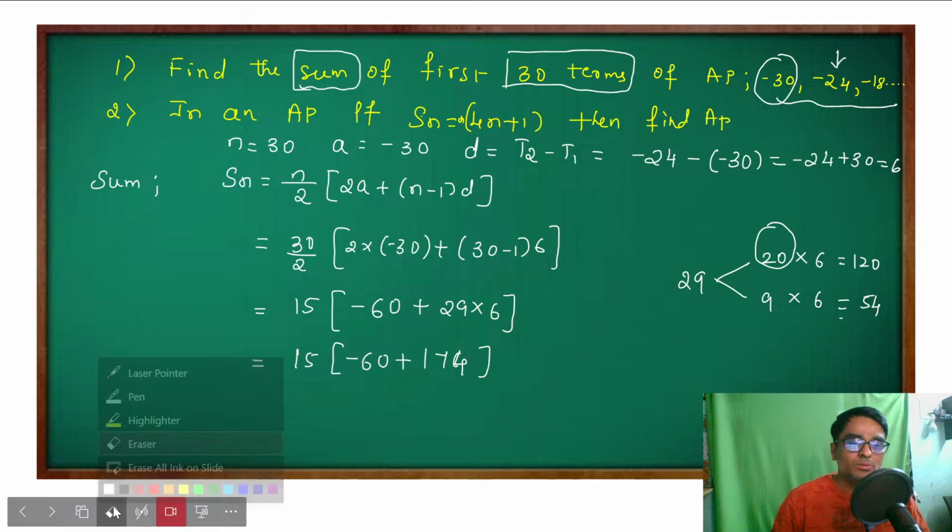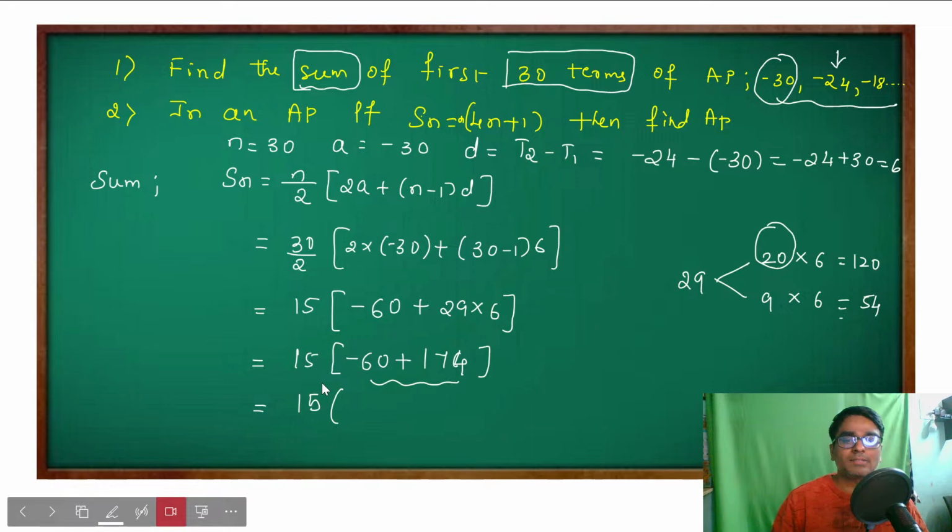Correct? So now what will happen to this? Now this will be 15 and we are going to subtract here. So this is the integer rule: minus 60 plus 174. What is the meaning of this? 60 is subtracted from 174. So what will happen if 60 is subtracted? 114. So 15 into 114.